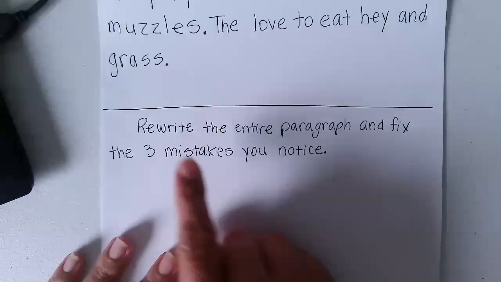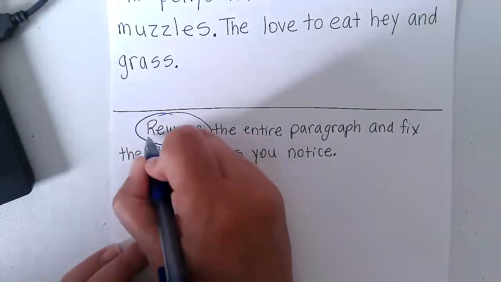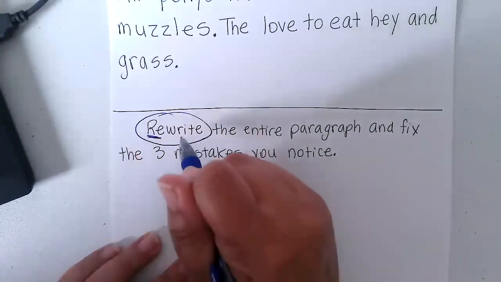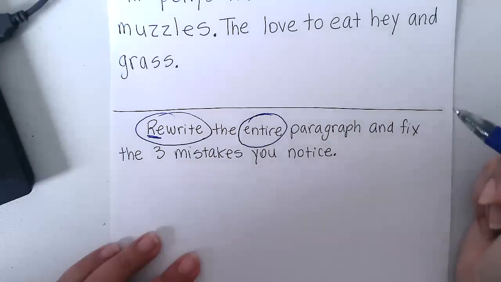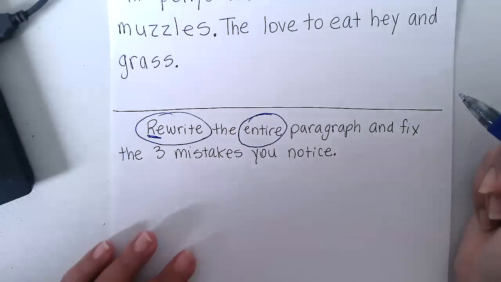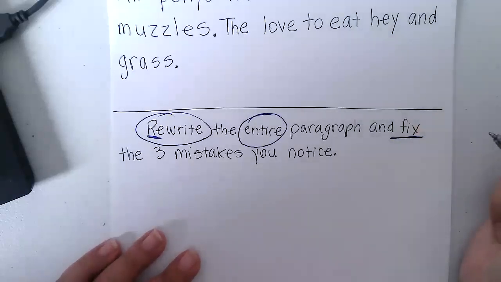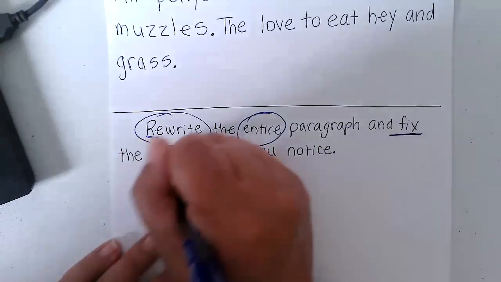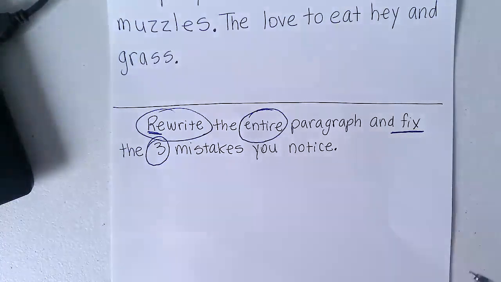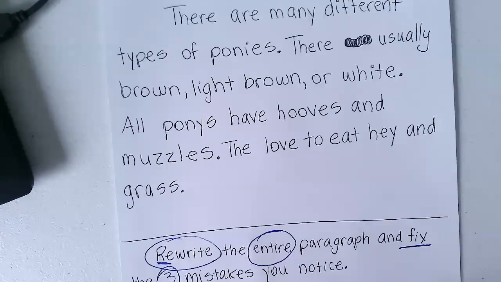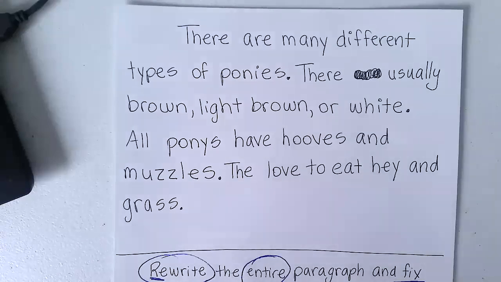All right. So rewrite, that means to write again. Rewrite. Re is a prefix, that means again. So to write again, rewrite. Rewrite the whole thing. This is the advanced group. You should be able to do this. The entire paragraph and fix the 3 mistakes you notice. How many mistakes? 3. And you're supposed to rewrite it fixing the mistakes. So I'm going to go ahead and I'm going to read this paragraph and you're going to listen because sometimes you can even hear when there's a mistake.